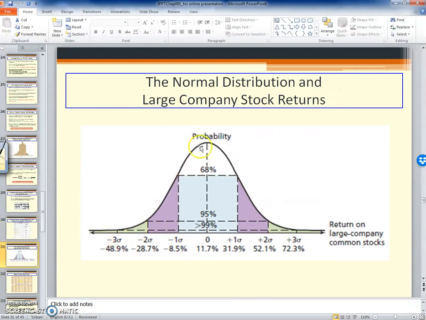So look at this normal distribution, or this bell curve. This is what they call a standardized distribution. So the value here of 0 is actually the mean. So the mean in this case is 11.7%. And then the +1 standard deviation is when the variable is above 1 standard deviation from the mean. So this is for large company stocks. 11.7 plus some number gives you this 31.9. Okay, so it's 1 standard deviation above the mean.